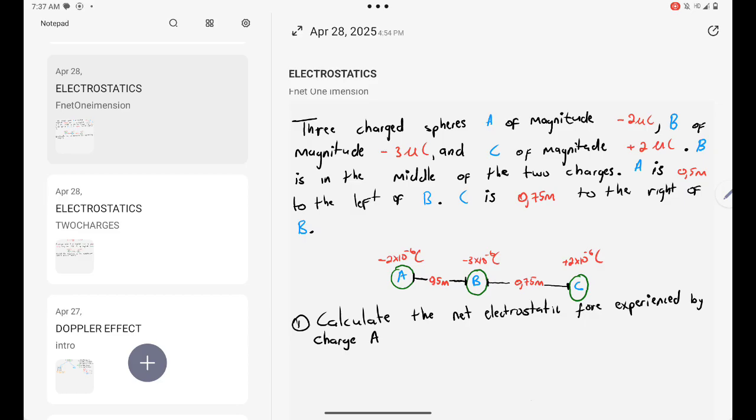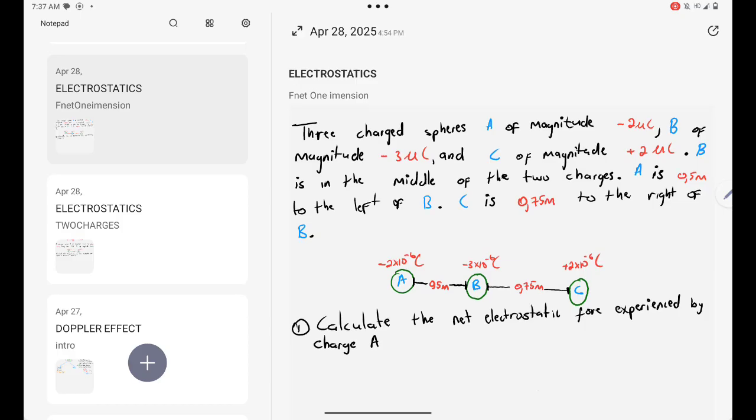In this video, it's a continuation from the application of Coulomb's law. In the previous video, we were only focusing on two charges, but now we'll focus on three charges and learn how to calculate the net electrostatic force if you are given three charges. And on the last question, we will learn how to calculate the magnitude of a charge if we are given the net electrostatic force.